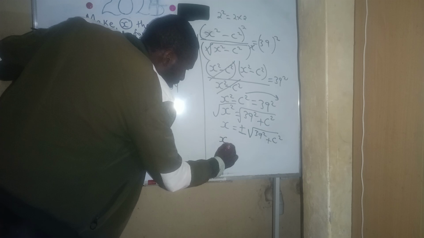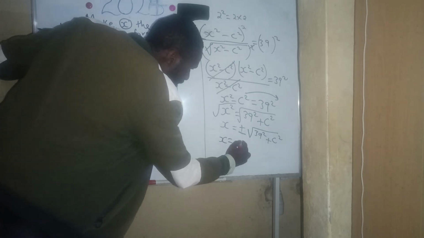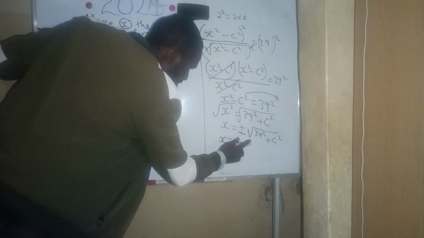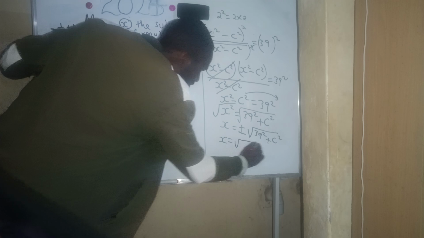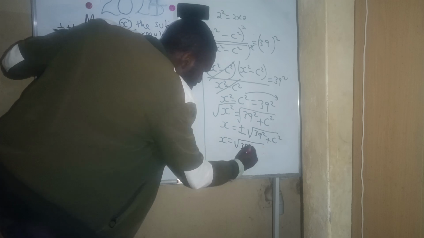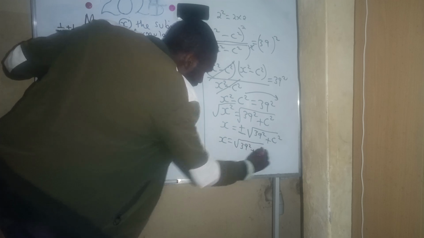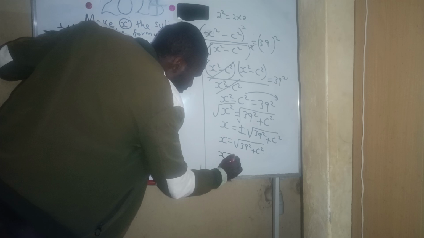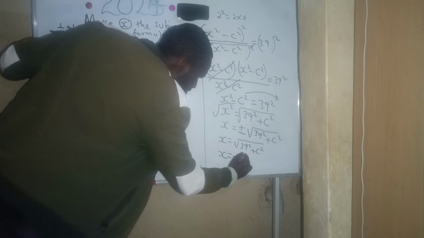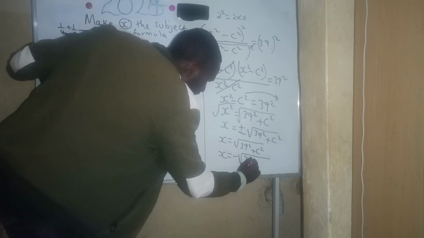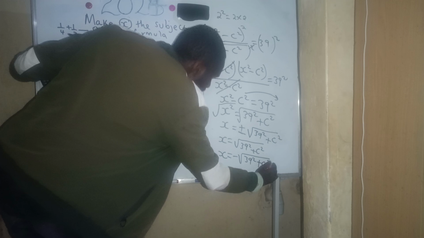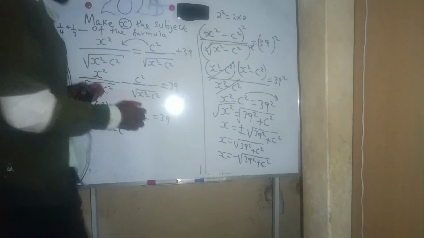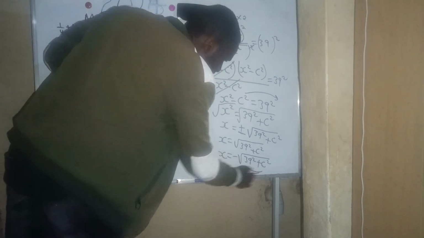So x can either be plus, of course, we don't even need to write the plus, the square root of 39 squared plus c squared. And x can as well be negative square root of 39 squared plus c squared. So those are our two possible answers for x.